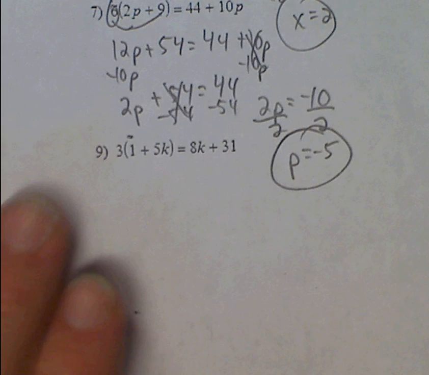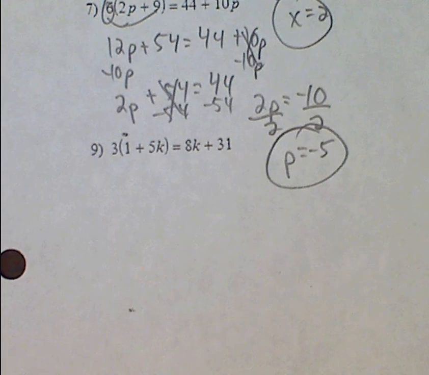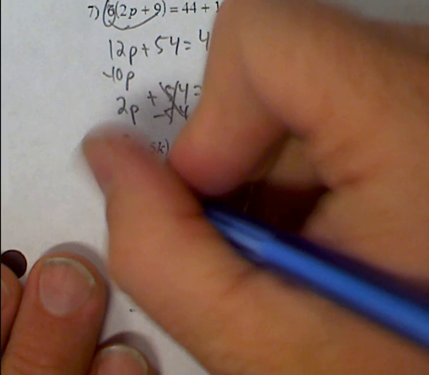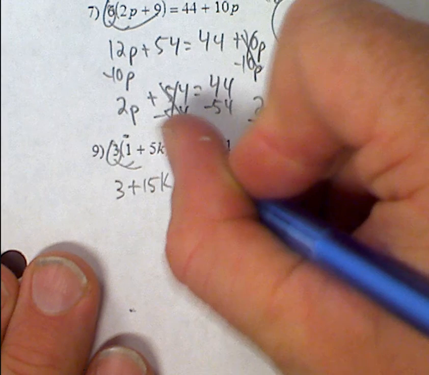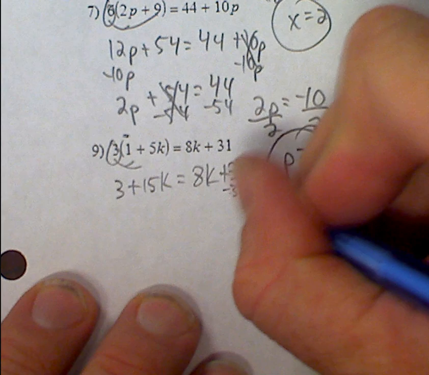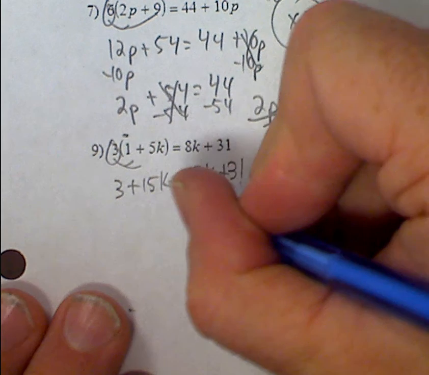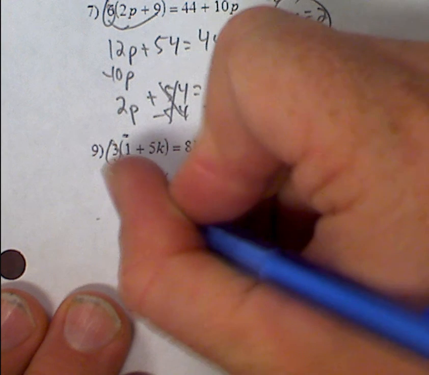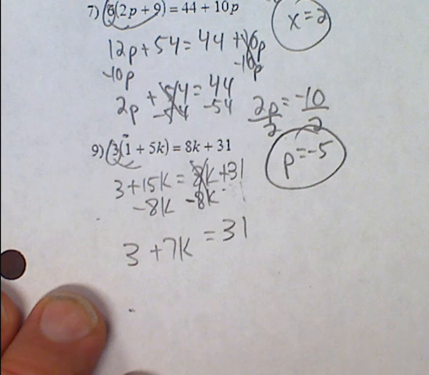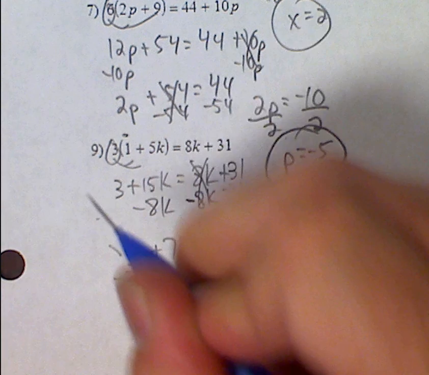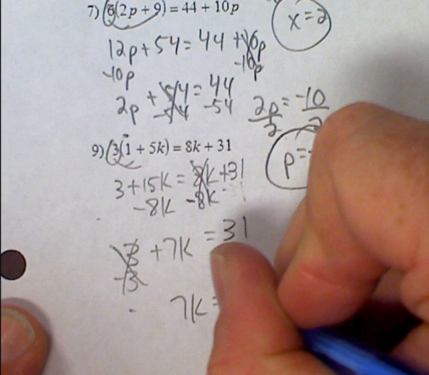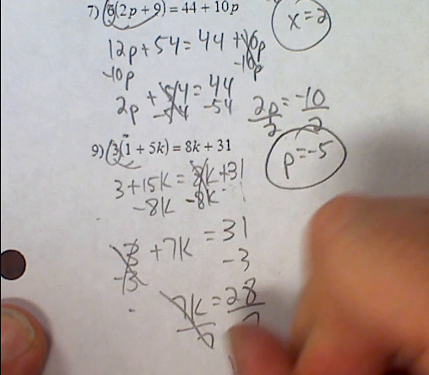On number 9, go ahead and pause the video and try number 9. We distribute the 3. I get 3 plus 15k equals 8k plus 31. Let's go ahead and get rid of, not the 31, sorry. Let's go ahead and bring the 8k over to get our like terms together, our variables together. So that's 3 plus 7k equals 31. Get rid of the 3. 7k equals 28. Divide by 7. K equals 4.